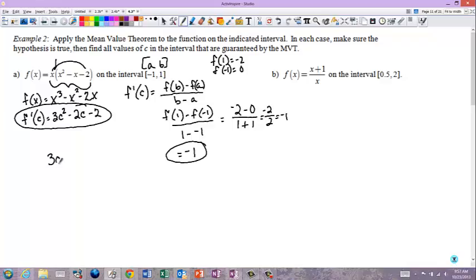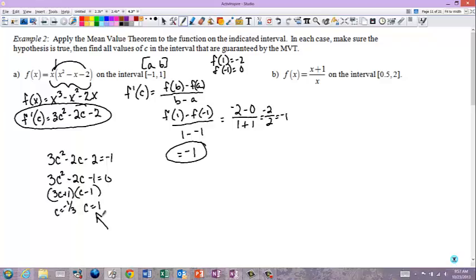So you do 3c squared minus 2c minus 2 equals negative 1. It's a quadratic, so you got to get everything on one side. 3c squared minus 2c minus 1 equals 0. That factors, you can use sum and product, it ends up being 3c plus 1 and c minus 1, which gives me 1 and negative 1/3.